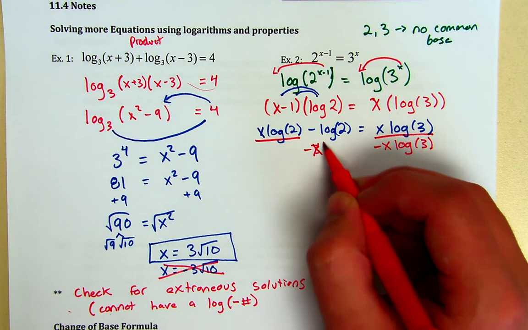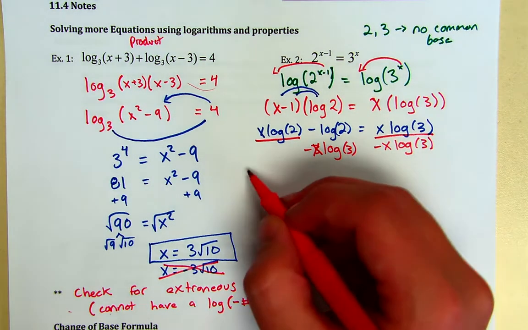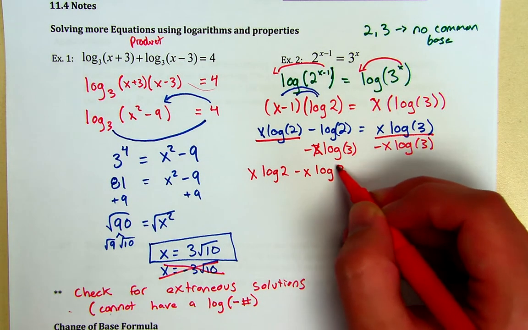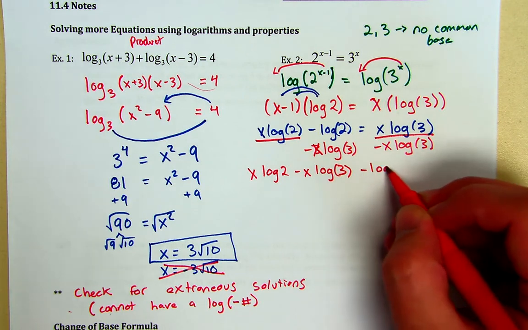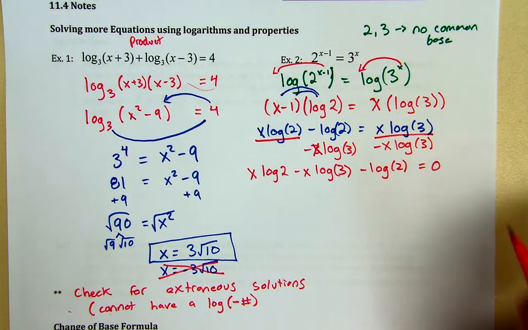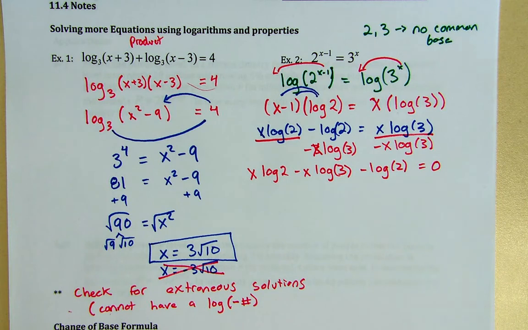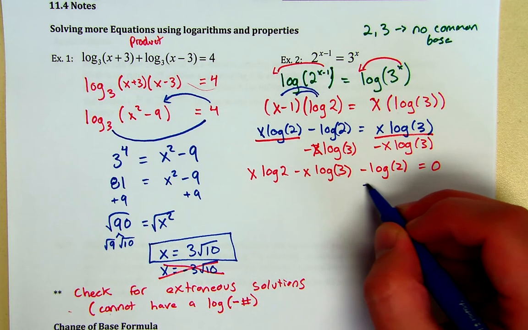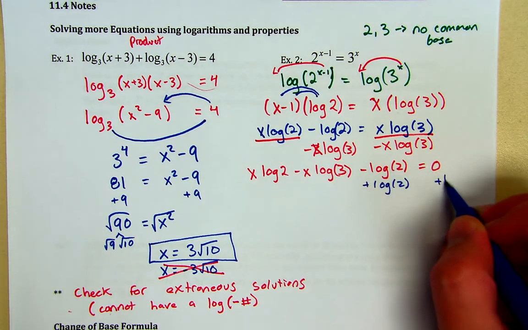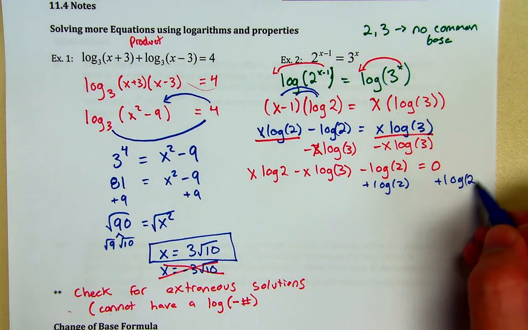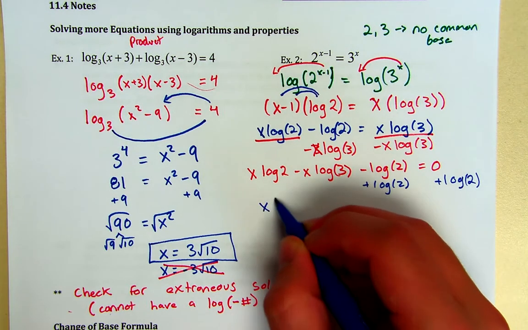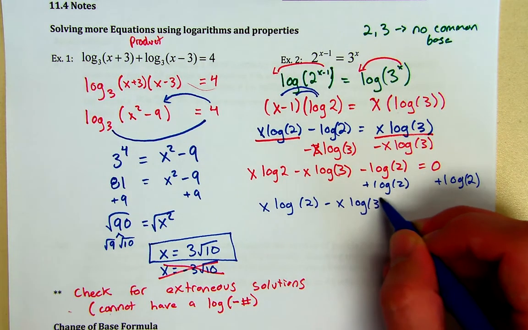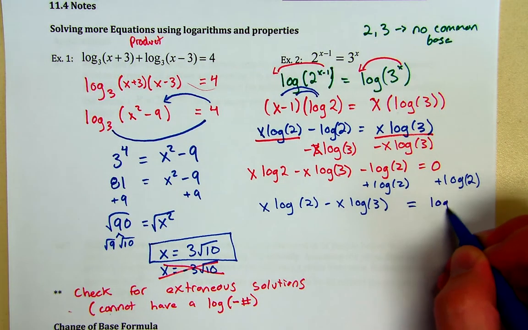Subtract x log 3. So now I have x log 2 minus x log 3 minus log of 2 equals 0. So I need to get this away from the x's so that I can take a GCF out. So plus log 2, so I end up with x log of 2 minus x log of 3 equals log of 2.